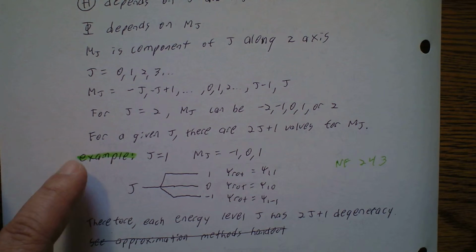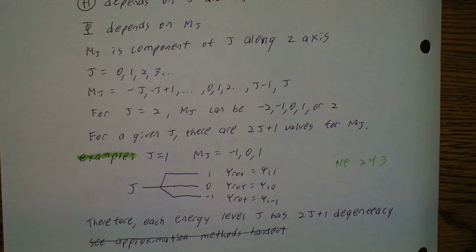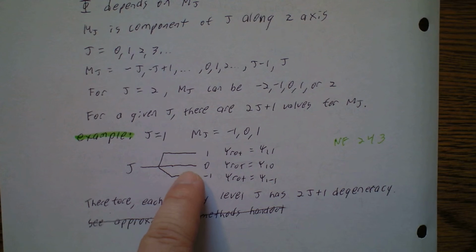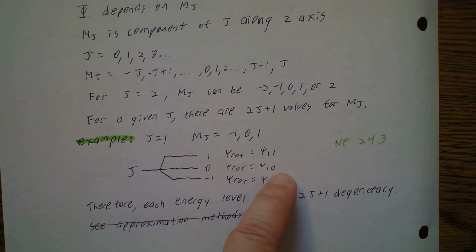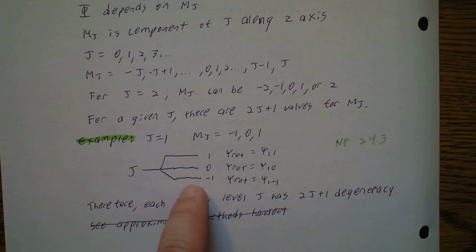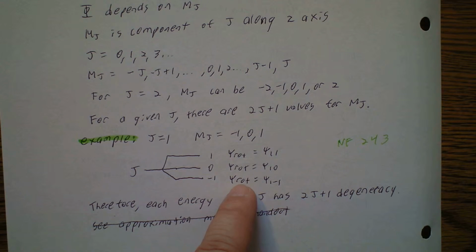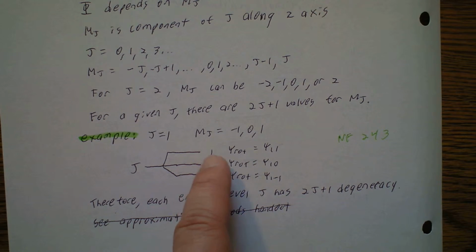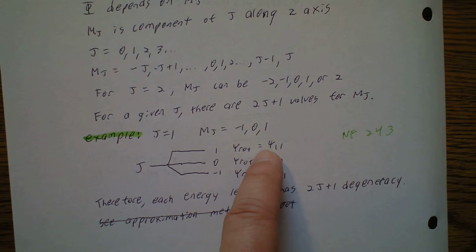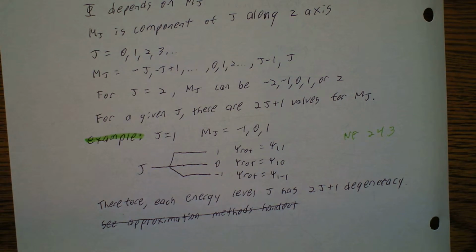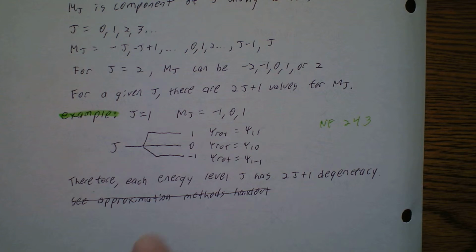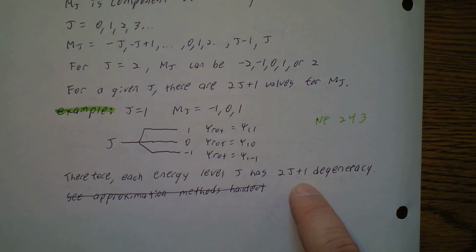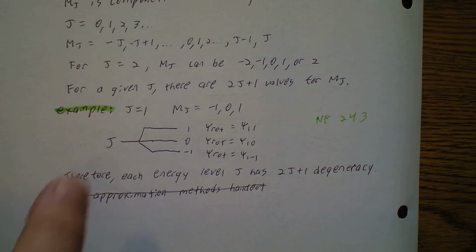For example, for J equals 1, MJ can be minus 1, 0, or 1. So here we have J, and for MJ equals 0 we could say psi rotation 1, 0. Or we can have minus 1 for MJ, then we have psi rotation psi 1, minus 1. And for MJ plus 1, we have psi rotation psi 1, 1. So this is all the same energy level. For each energy level J, it'll have 2J plus 1 degeneracy.